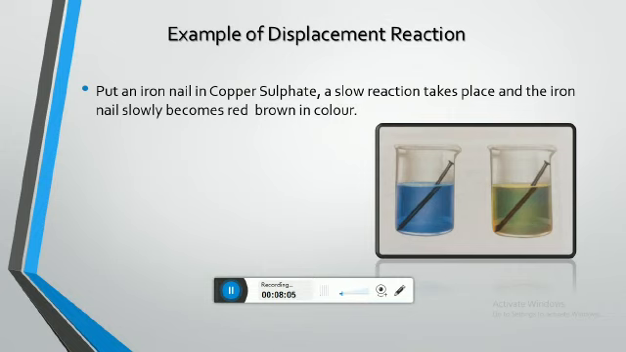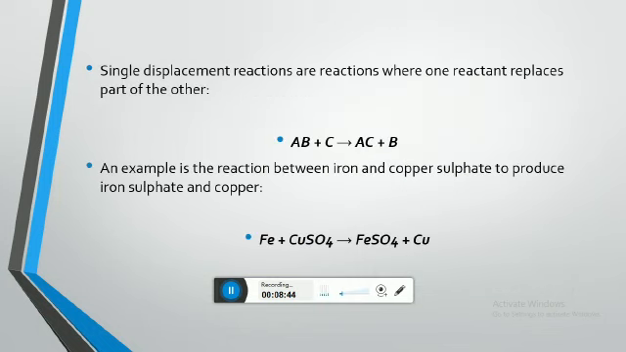In this figure we have an iron nail. We put it into the copper sulfate. The reaction takes place slowly, and later on the iron nail becomes red brown in color. This is the chemical reaction. Actually, what is happening there? The iron atoms from the nail pass into the solution, and copper atoms that were in the copper sulfate solution form a layer of red brown solid copper on the nail. Let's discuss this through an equation.